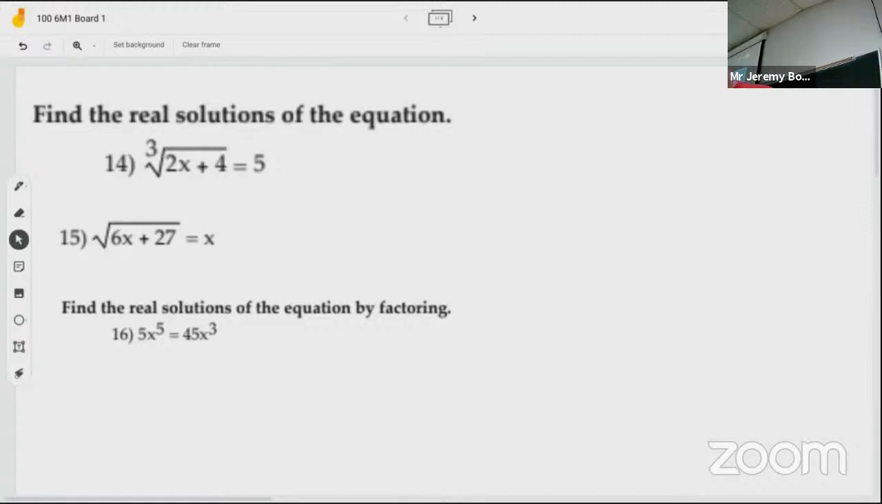So we got the cube root of 2x plus 4 is equal to 5. And number 15 is the square root of 6x plus 27 is equal to x. And then number 16 is 5x to the fifth is equal to 45x to the third. We're trying to find real solutions.